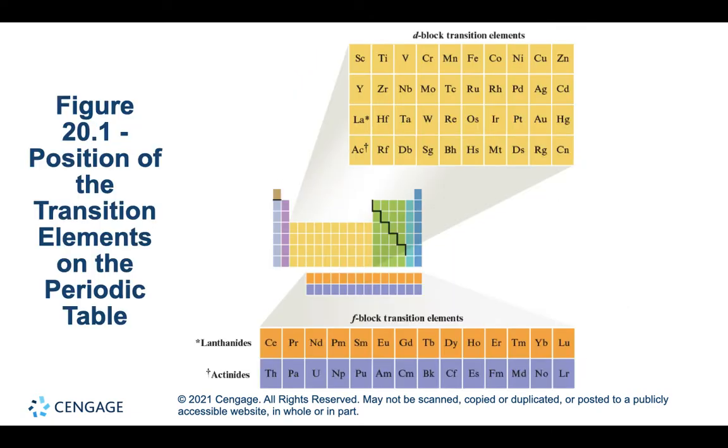So this is the portion of the table we're talking about. We're talking about this yellow part, the d block, and then this orange and purple part down below, the f block. That's the transition elements on the periodic table.